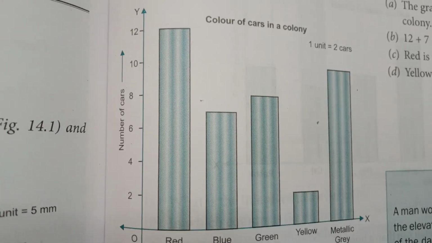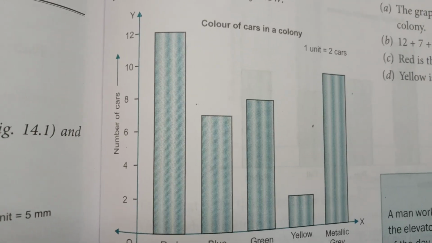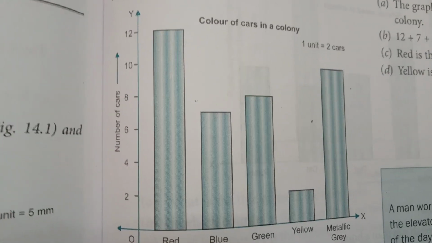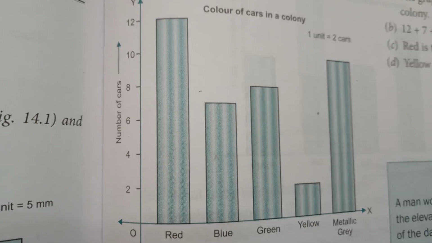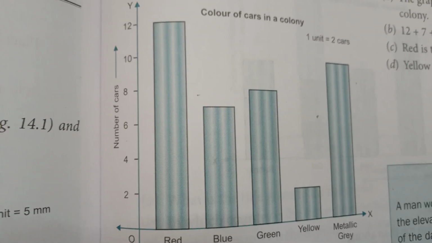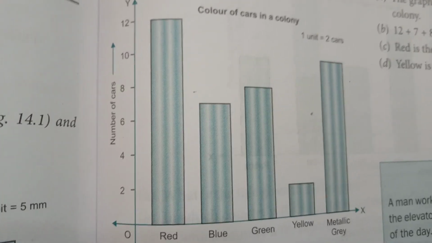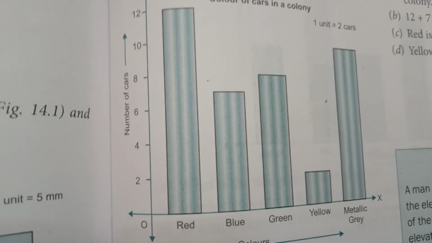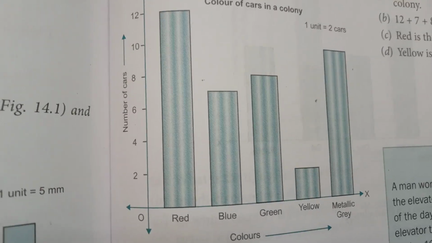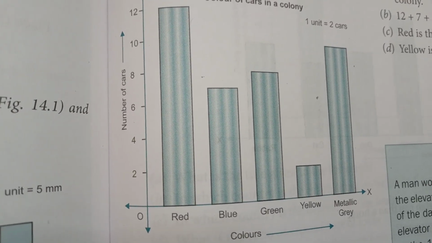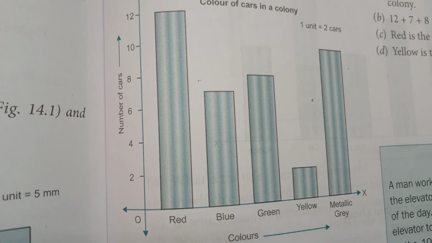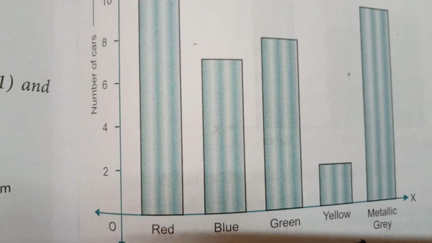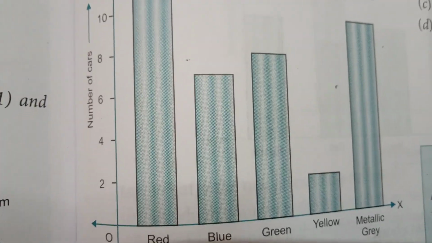Here we are seeing one more bar graph, colors of the cars in a colony. A survey has been done in a particular colony on what colors of cars people are having. The survey is represented in the form of a bar graph. You see red, blue, green and yellow, and one more color, the last one, metallic gray.